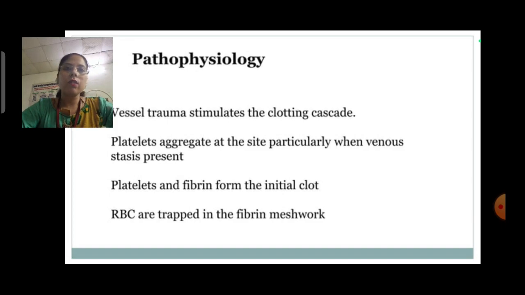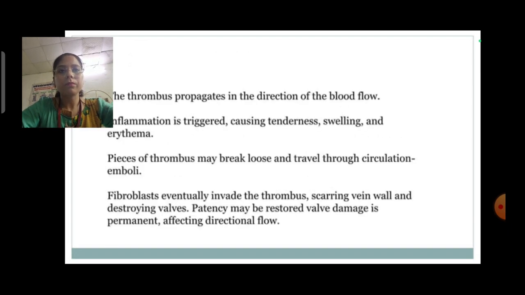Today we are going to learn about the pathophysiology of deep vein thrombosis. So, vessel trauma stimulates the clotting cascade. Then the platelets aggregate at the site, particularly when venous stasis presents, and platelets and fibrin form the initial clot. RBCs are trapped in the fibrin meshwork. Then the thrombus propagates in the direction of the blood flow and inflammation is triggered, causing tenderness, swelling and erythema.